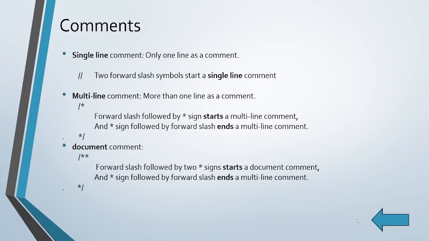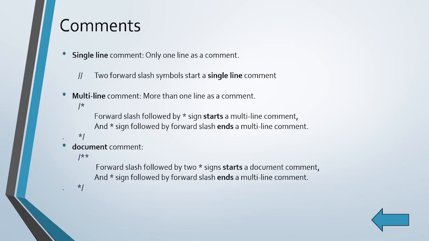Single line comment means only one line as a comment. In order to give a comment, we use two forward slashes and then write whatever we want to write in that line. The Java compiler does not execute that line.